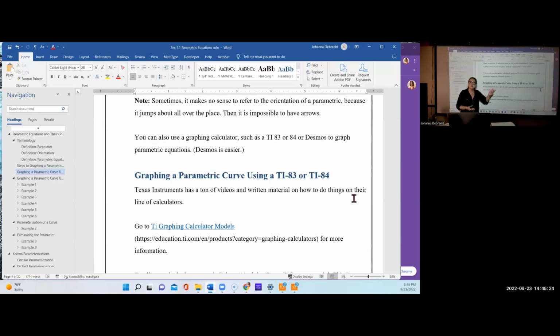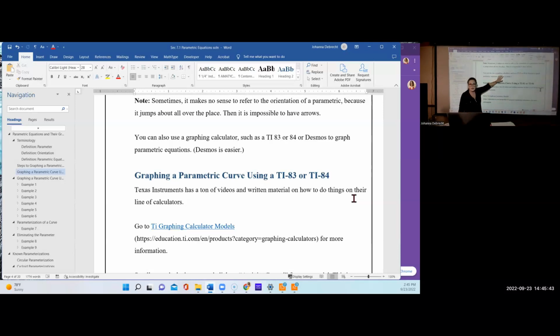It doesn't graph in one smooth direction, one curved direction. In that case, it would be impossible to have arrows because it's jumping around. And you can see this quite often in trig functions because the trig values cause it to leap around from one place to another. So that can happen.